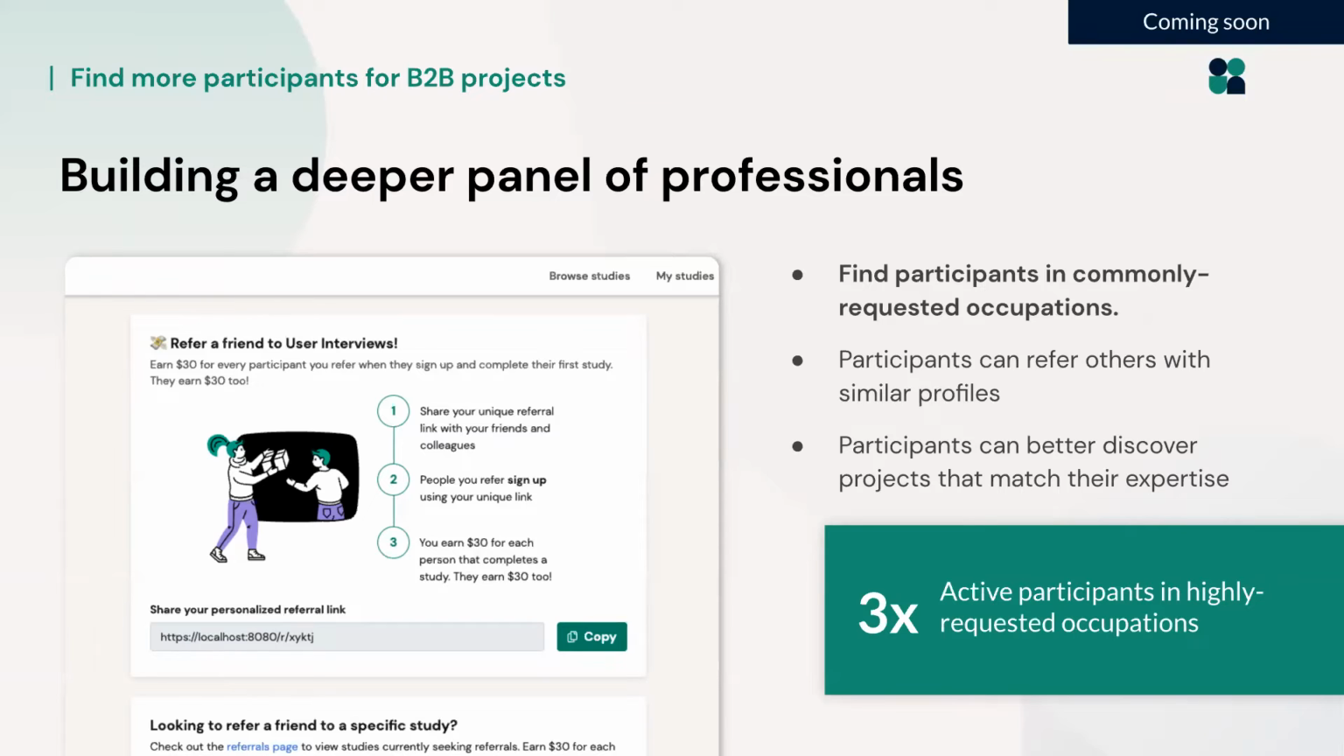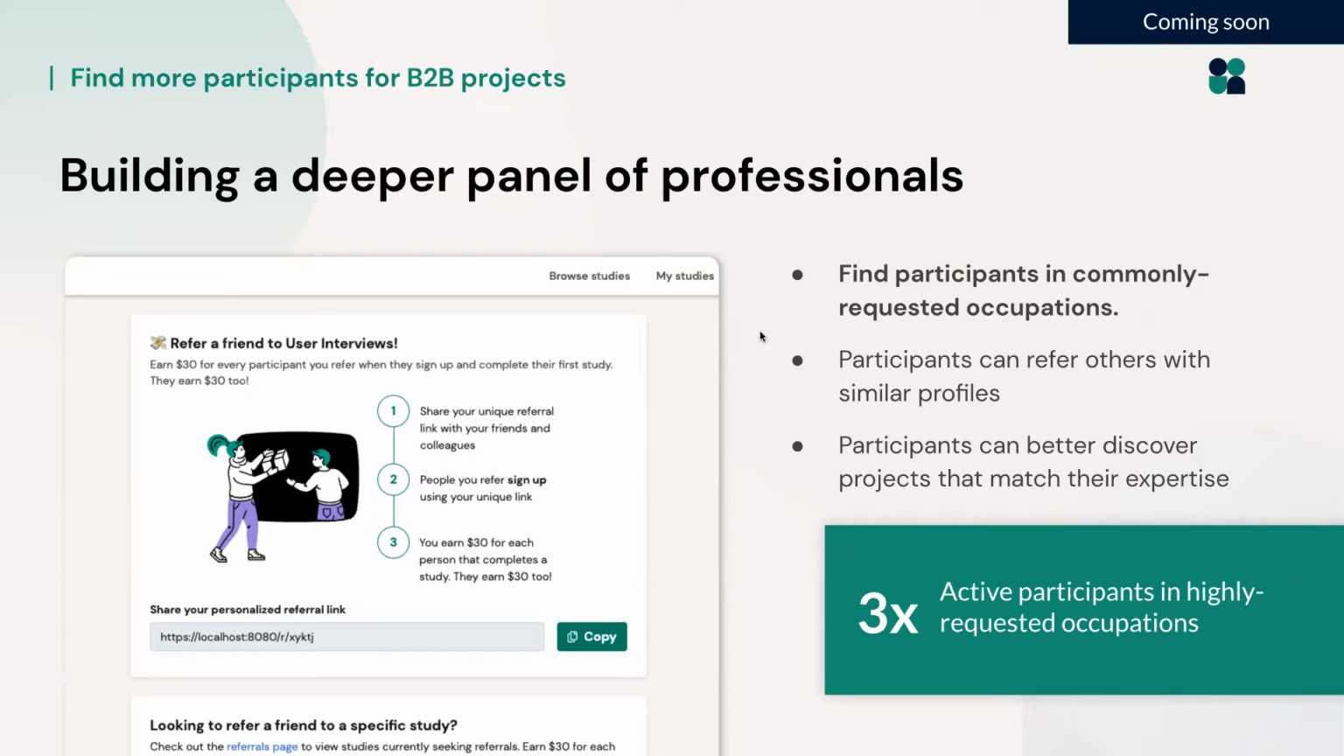And then we're also helping direct participants toward relevant studies through their own browse, search, and notification experience, just to get them into the studies that are more relevant to them. Through these various improvements, we've seen about a 3x increase in the last 6 months in the number of participants that we have in certain commonly requested roles. So we're excited about the progress that we're making here.